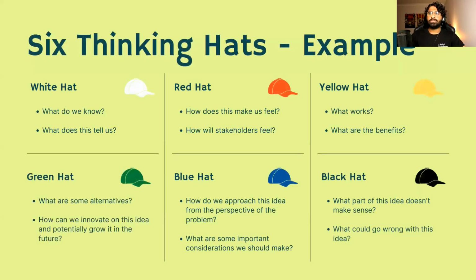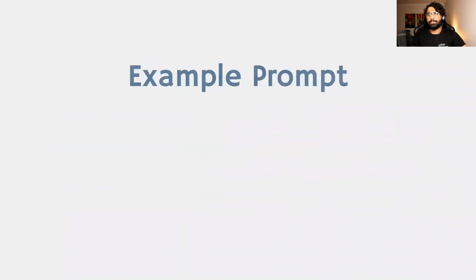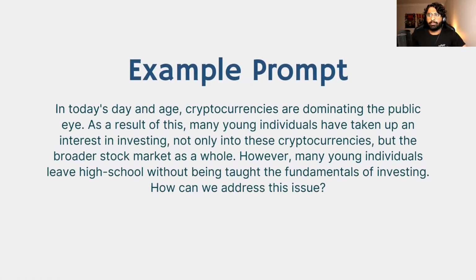So using the six thinking hats method, let's start off by wearing the white hat. So what do we know about this prompt and what does this prompt tell us? So we go back, what do we know? Okay, so we do know from this prompt that many young individuals have taken up an interest in investing. So we can already see, as a fact or some data and information from this prompt, that we're mainly targeting young individuals who are interested in investing.